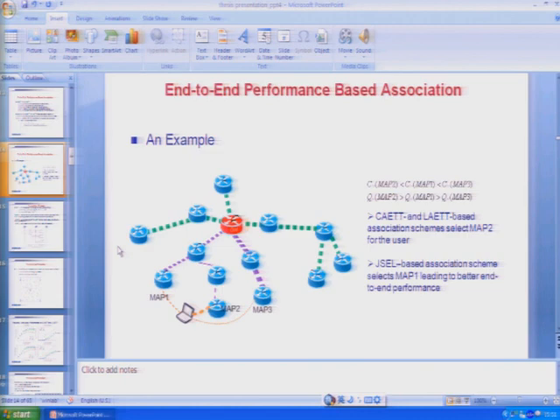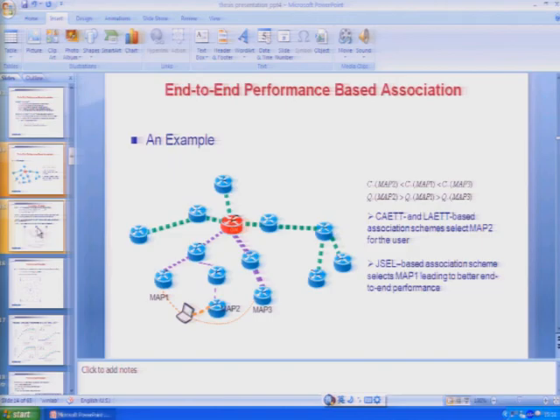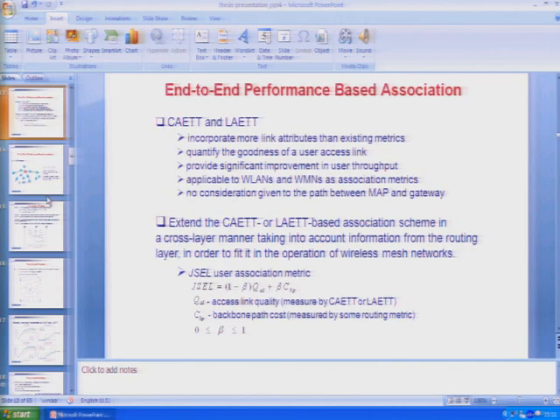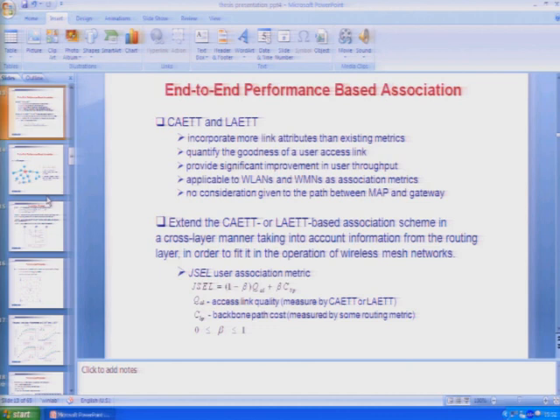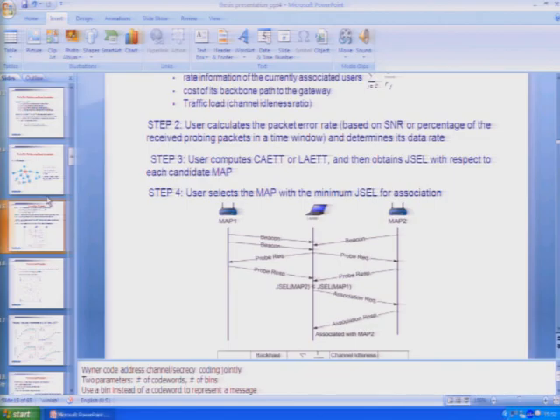So it seems like you have a lot of choices, but how do we incorporate the backbone link cost? Okay, so here is the user access link metric, which we use in wireless mesh networks. And the first item is the access link metric, which can be measured by CATT or LATT. And the second term is the backbone path cost (CBP) between the access point and the gateway. You can use different routing metrics to measure this CBP. Oh, okay. And then beta is just the weighting factor. Okay, all right.